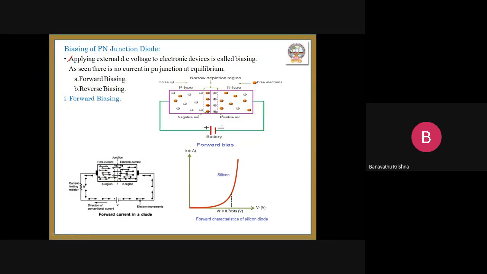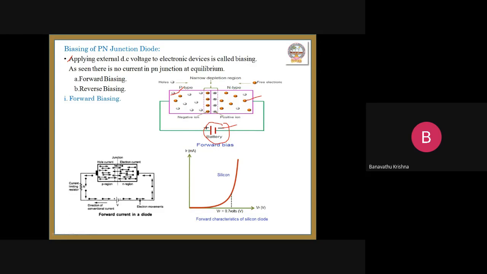Here we can apply the external voltage by using a battery. This battery has two terminals, positive terminal and negative terminal. The positive terminal is given to the P side. Here the majority charged particles are holes, such as positively charged ions. So for the positively charged area we make the connection to the positive terminal. Similarly, in N-type, the majority charged particles are electrons, having negative charge. For the negatively charged area, we apply the negative terminal.